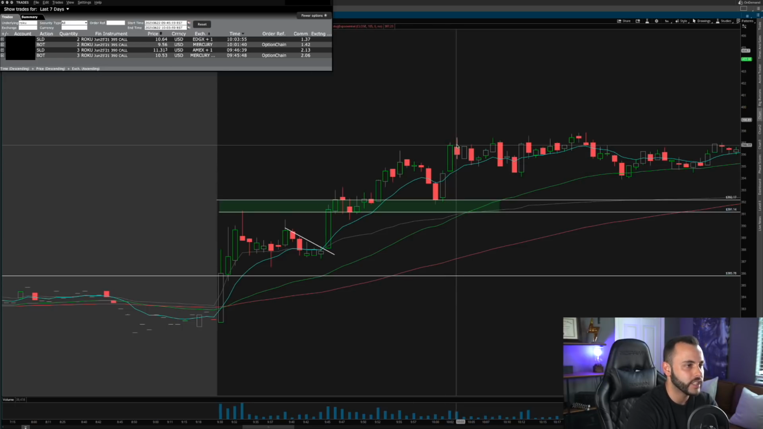And at 10:03, which is right here on this candle, I just took those quick profits, a little bit more than $1 a contract, so about $200 on this trade right here. All that I looked for on this trade was a break and retest.